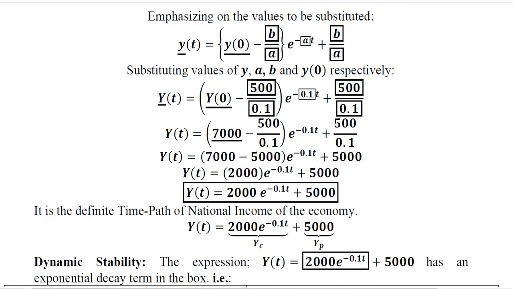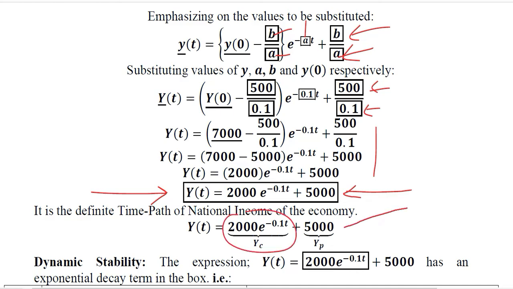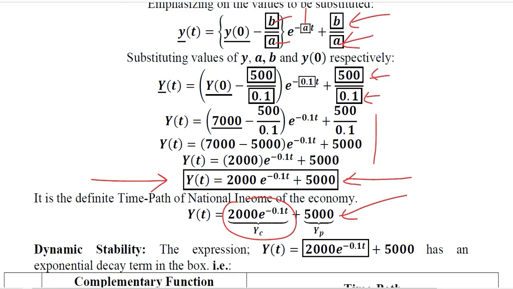So we are going to substitute those values of a and b, and these values have been chalked out as they are being substituted. After the substitution, we get this set of steps which we can do easily because it is simple algebra, and finally we get the time path of the national income. Here you can see that this is the complementary function, and this is the particular integral, which is the equilibrium.